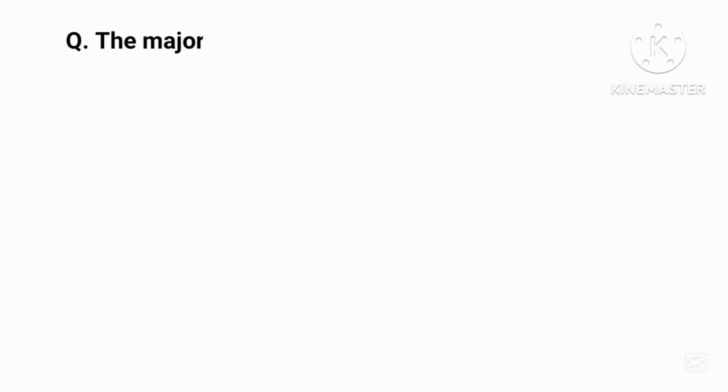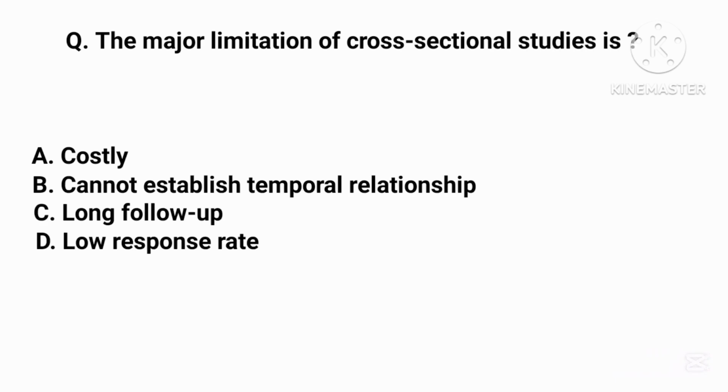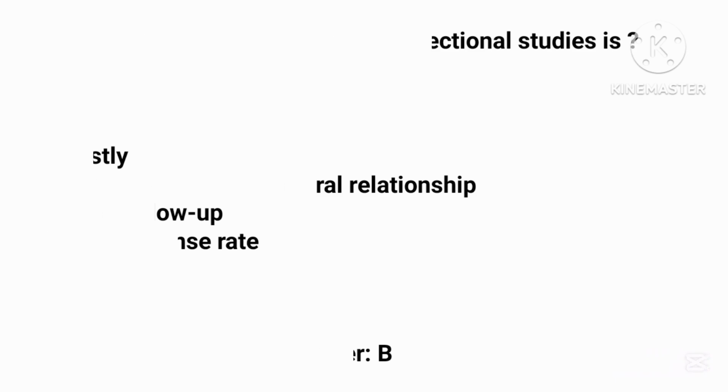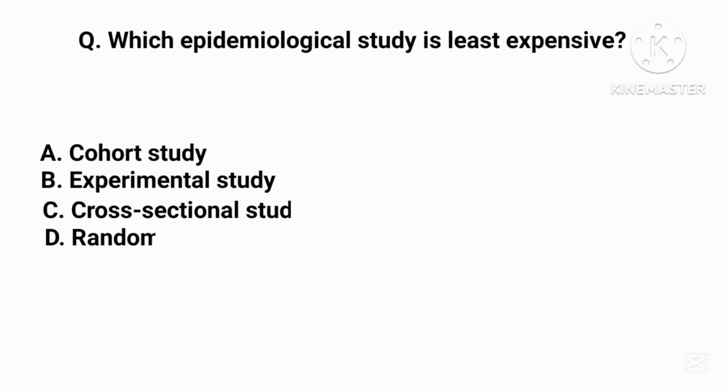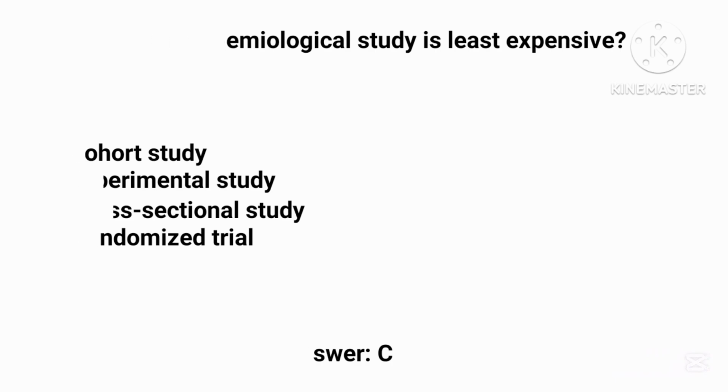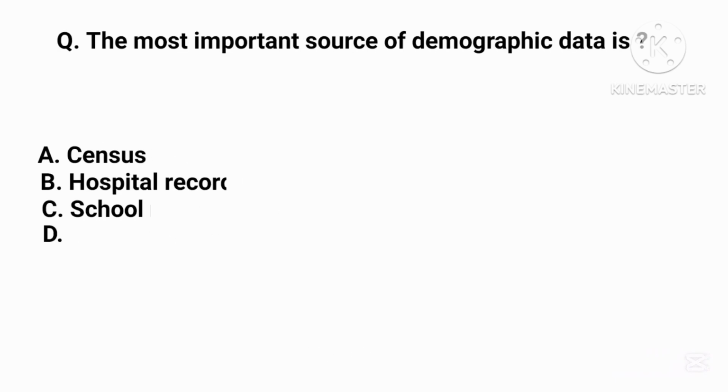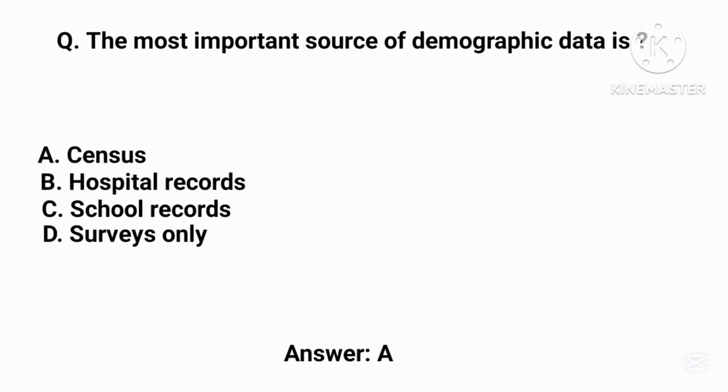Tuberculosis. The major limitation of cross-sectional studies is. Correct answer is option B. Cannot establish temporal relationship. Which epidemiological study is least expensive? Correct answer is option C. Cross-sectional study. The most important source of demographic data is. Correct answer is option A. Census.